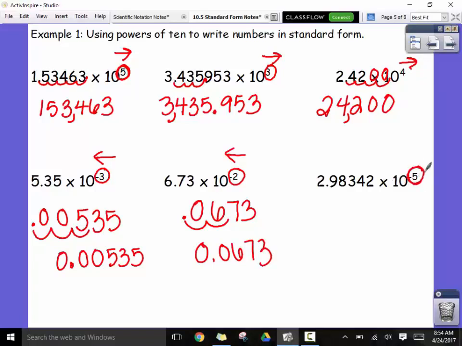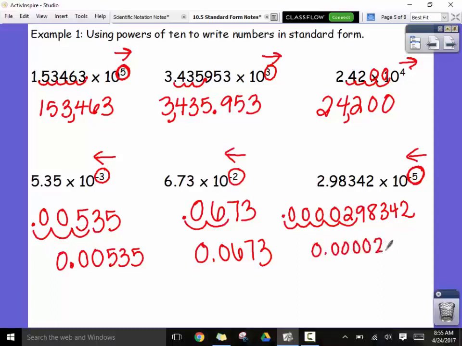2.98342 times 10 to the negative 5th. So that's 5 spots to the left. We're making a smaller number. So this is actually going to be a lot longer than the regular form. It's not shortened that much. 2.98342. Okay, 5 spots. So 1, 2, 3, 4, 5. 1, 2, 3, 4 zeros out front because I count my first number as my 5th. So 0.000298342. So this is a really long form, and that is somewhat shorter.